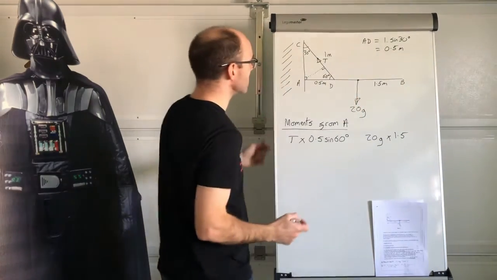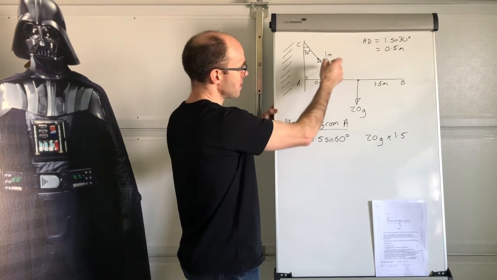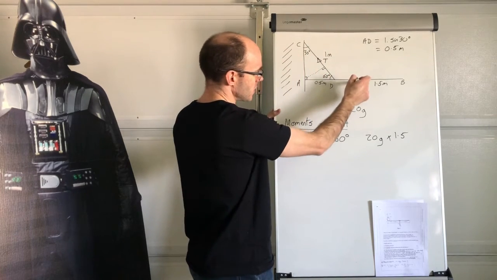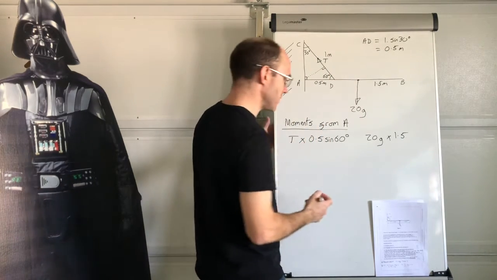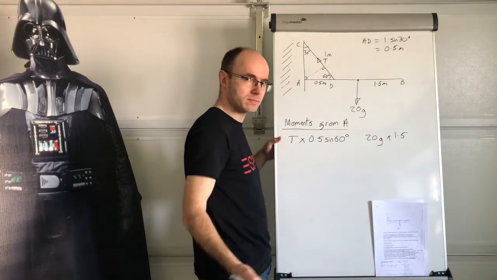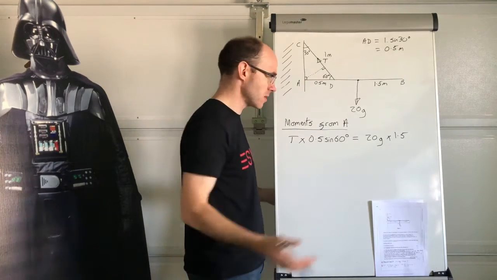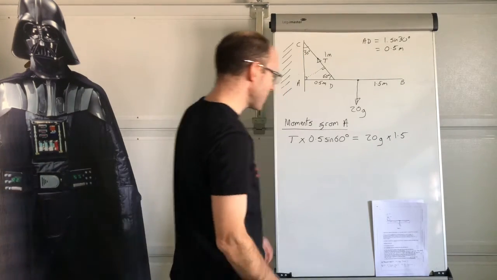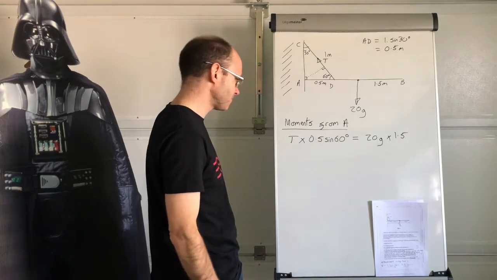In terms of moments, the tension is going to have an anti-clockwise moment about A, and then 20G is going to have a clockwise moment. They're going to balance each other out, aren't they? So you could say that subtract that equals 0, or you could say that equals that, because it's an equilibrium. And so these two must be equal. So that's how we're going to work out what T is. T is the only unknown, so we can now go ahead and do that.